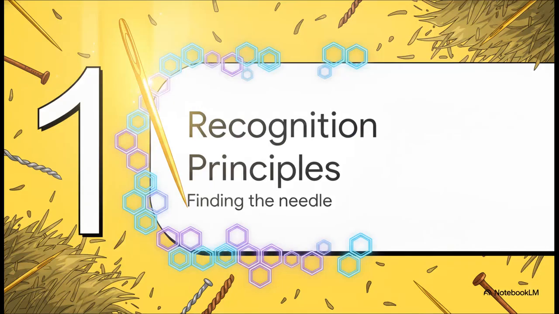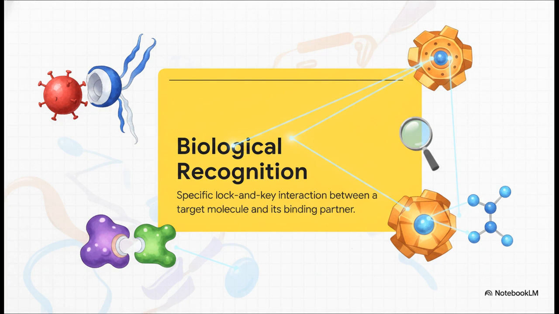All right, let's jump straight into Section 1, Principles of Recognition, Finding the Needle. Now, imagine trying to find a specific needle in a haystack, but that haystack is also full of pins, nails, and wire. That's essentially the immense challenge of isolating a single target protein from a complex biological mixture. Bioaffinity chromatography is so uniquely powerful because it actually solves this by exploiting nature's own mechanisms. It relies entirely on biological recognition.